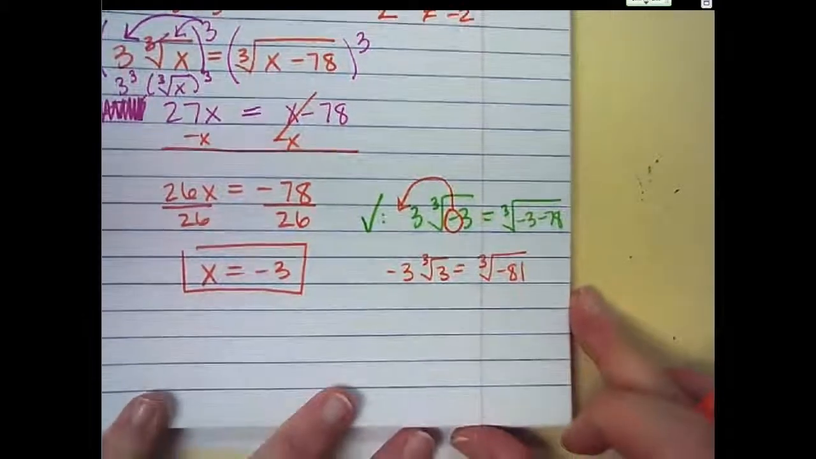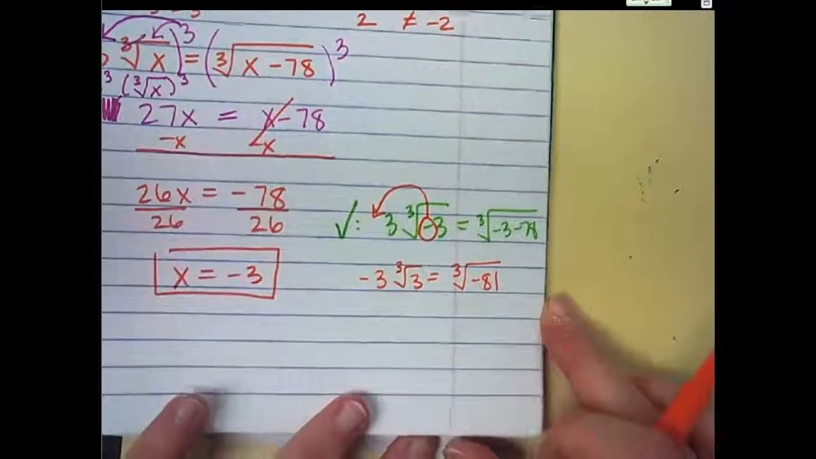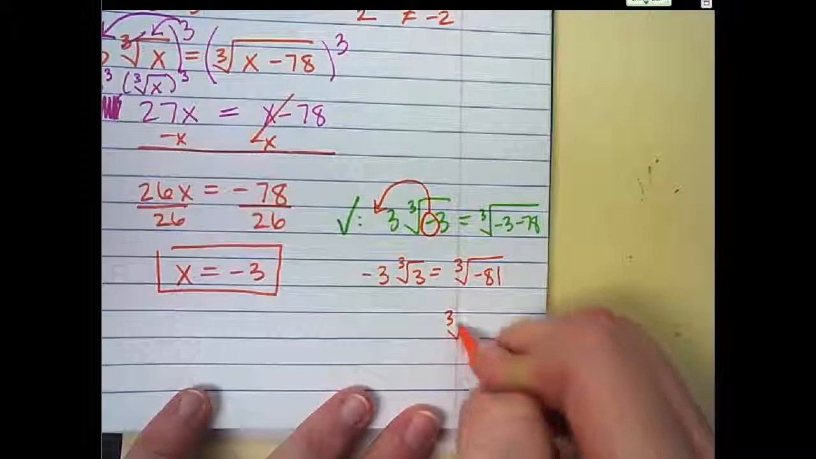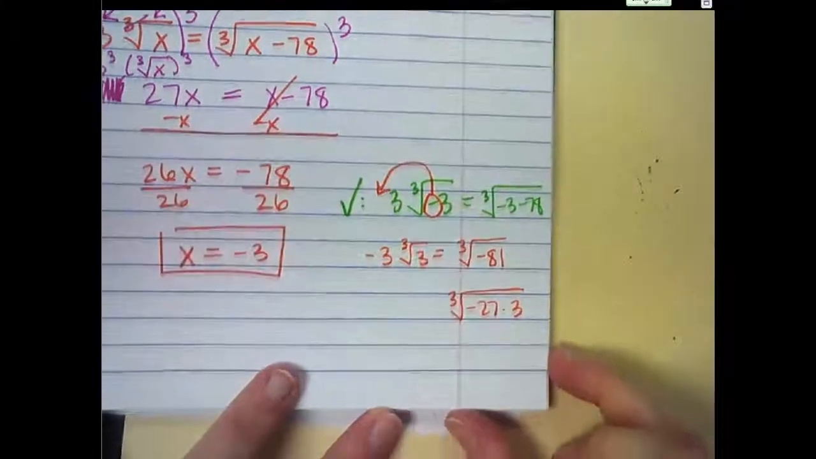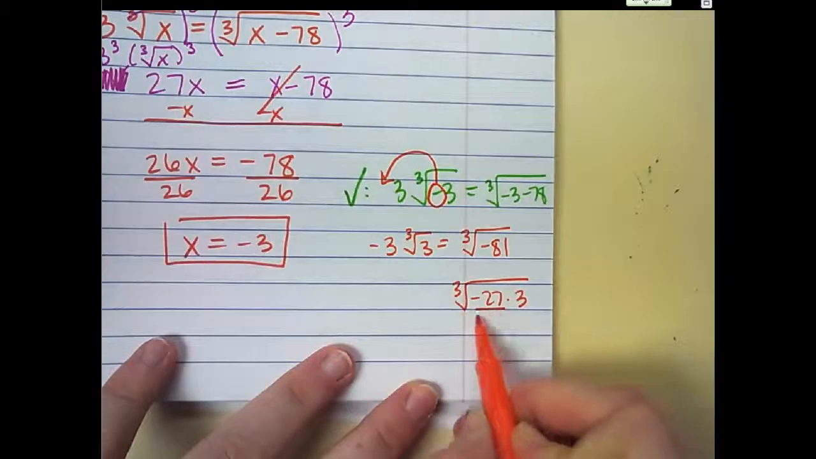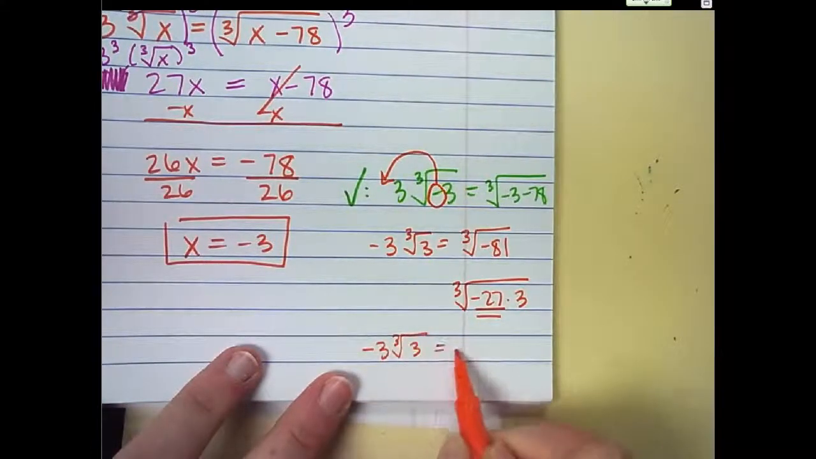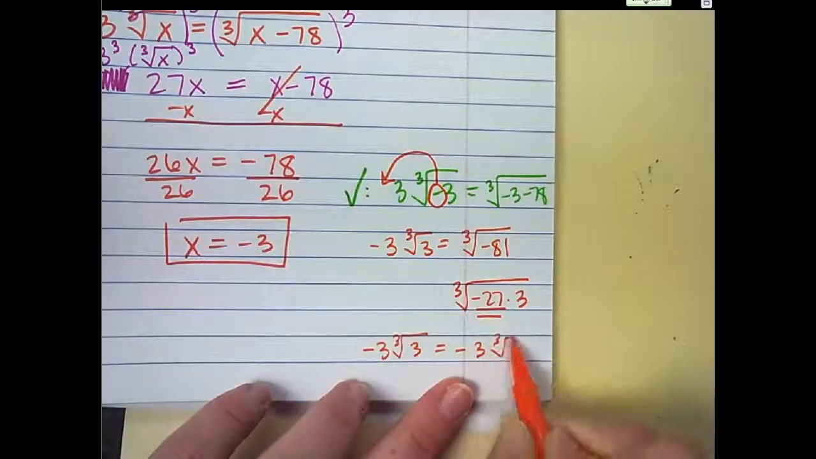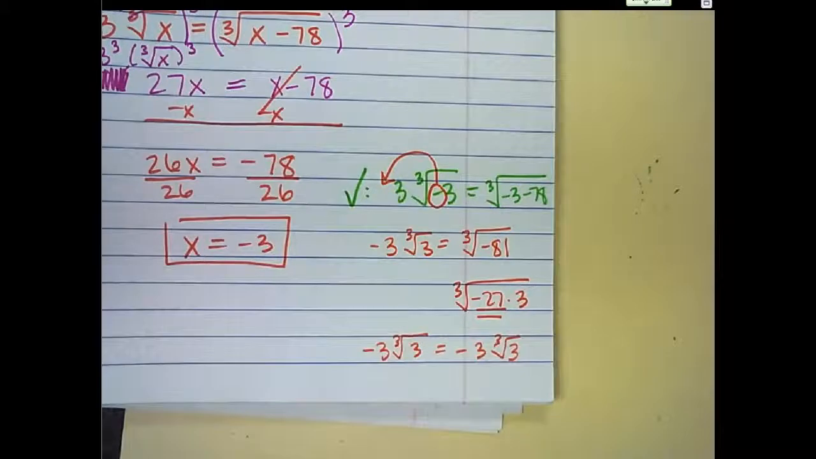Can I take the cube root of 81? No, but I can split it up. So that's horrible. Negative 27 and 3. This is what we did on the quiz yesterday. What's the cube root of negative 27? Negative 3 cube root of 3. So it does work, it's just not very pretty when you check it.